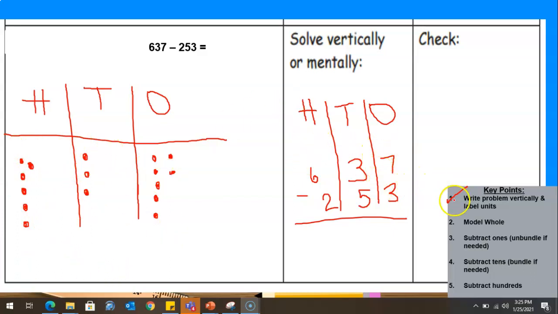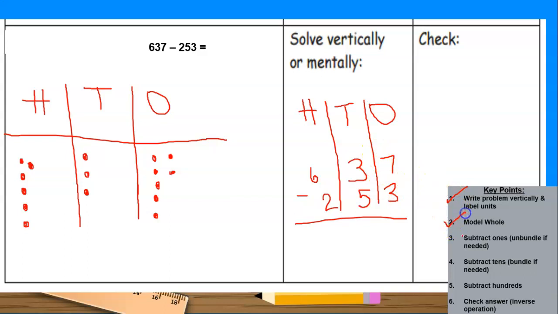So now I subtract the ones. I have 7 ones and I'm going to take away 3. Do I have enough? Yes, I do, boys and girls. The number is bigger on the top. 1, 2, 3. And I end up with 4. Now, let's look at the tens. Key point number 4: we subtract the tens.